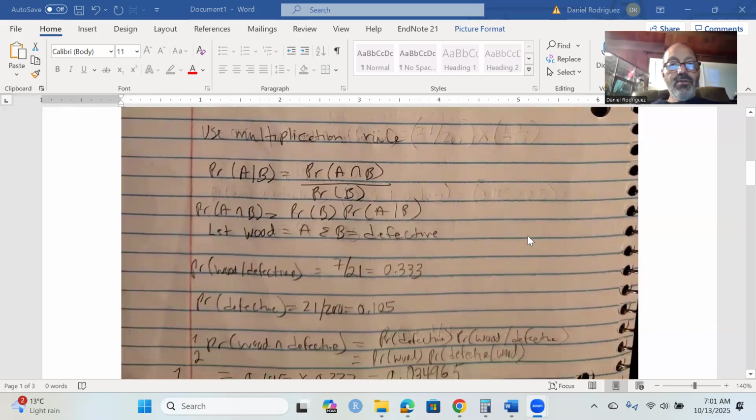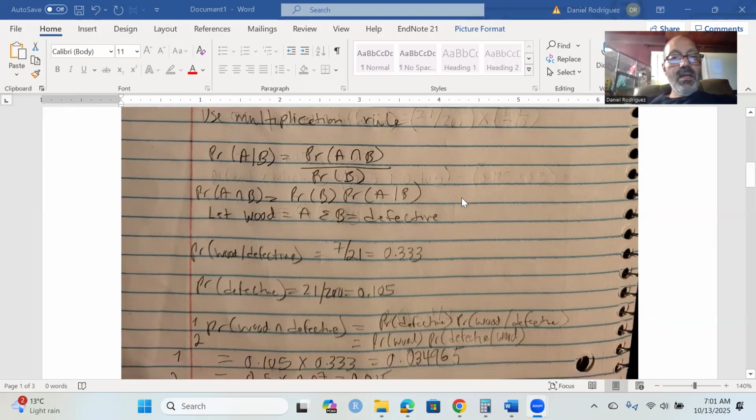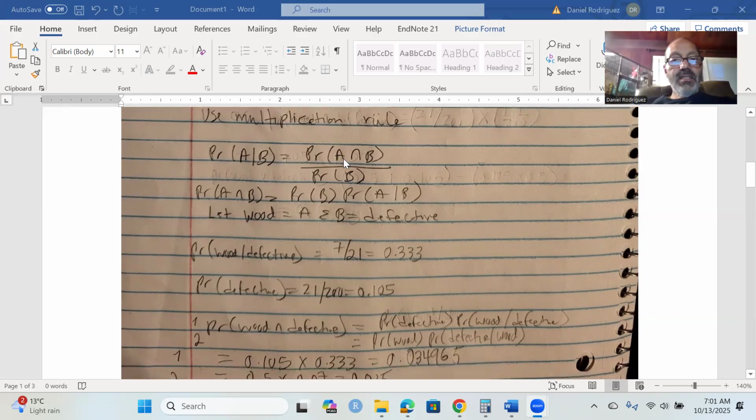Using the multiplication rule, I'm using just the symbols A and B at first. Probability of A given that B occurred is the probability of A intersection B divided by the probability of B. The probability of B is always a condition, right? You always have a condition in the denominator. Rearranging this equation to isolate the probability of A and B, the intersection and "and" are the same. Probability of A and B is equal to the probability of B times the probability of A given B.